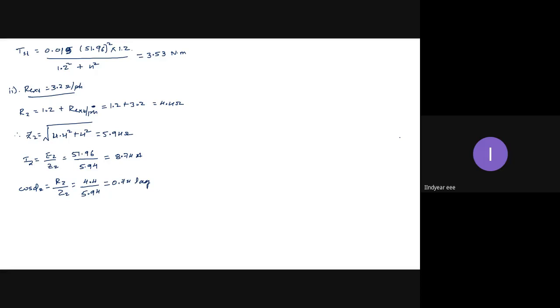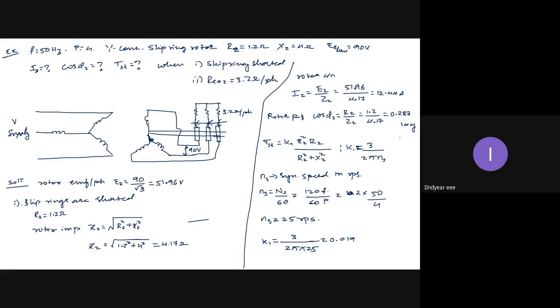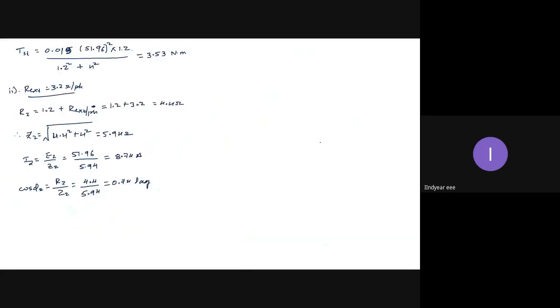We have seen in the analysis that if the rotor is more resistive, the average torque per cycle will be more. So that is why we are getting increased starting torque. The starting torque is directly proportional to R2, the rotor resistance. The more rotor resistance I add, the more starting torque I will get.